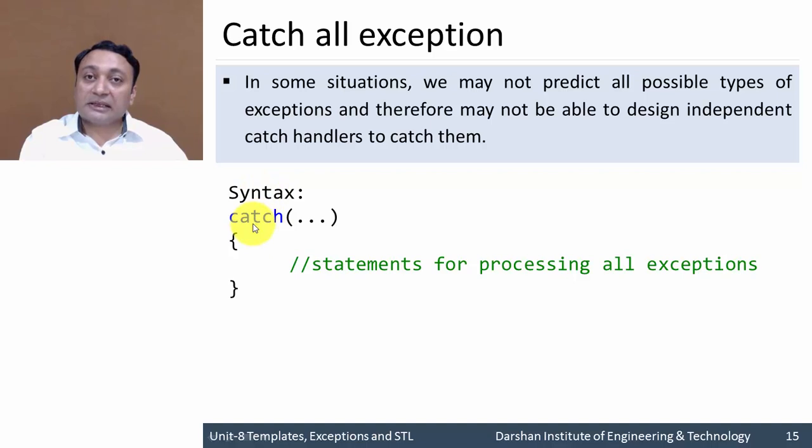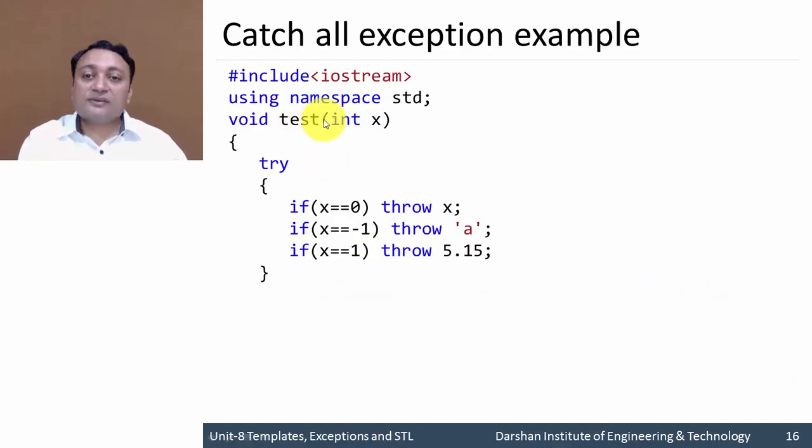We are supposed to write the catch keyword, then we are not mentioning any type of argument over here. Instead of that, we write 3 consecutive dots, and we write exception handling code over here. Let us see with the example. Here I am having the same test class with argument x. If it is 0, we are going to throw integer exception. If it is -1, we are going to throw character exception. If it is 1, we are going to throw double.